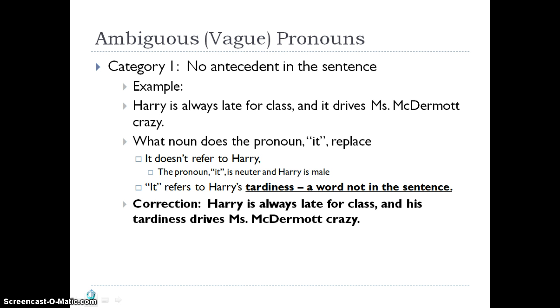It has to refer to Harry's tardiness, a word that's not even in the sentence. So to correct it, I would need to say something like, Harry is always late for class, and his tardiness drives Miss McDermott crazy.